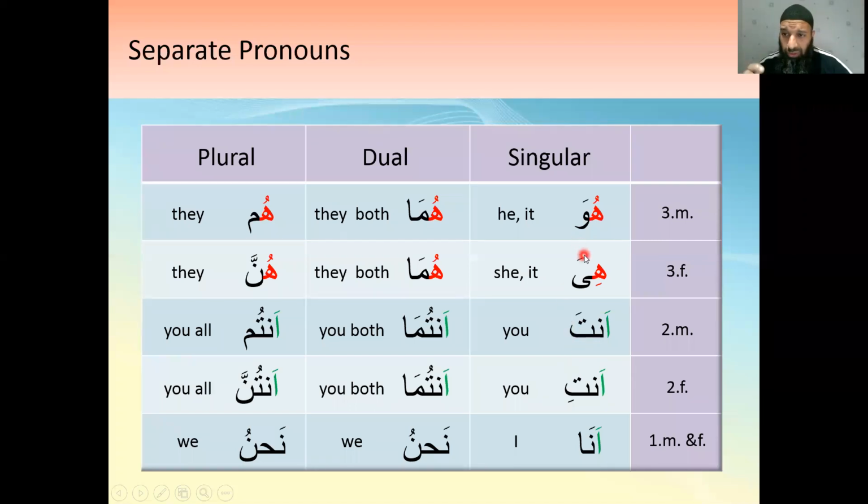So what I do, I say it with a bit of speed. Huwa, huma, hum. Hiya, huma, hunna. Anta, antuma, antum. Anti, antuma, antunna. Ana, nahnu, nahnu. Because when people do hifz, they do it a bit quicker and it gets in their mind easier. So however you want to do it, repeat. But this is what you need to fix in that mind. You need to put it in that mind.